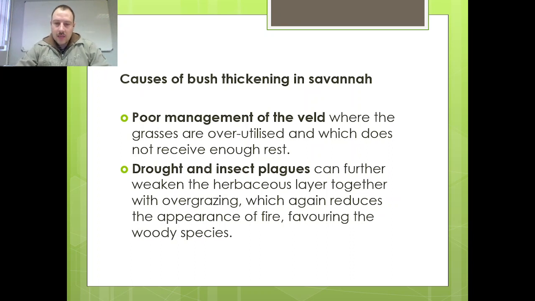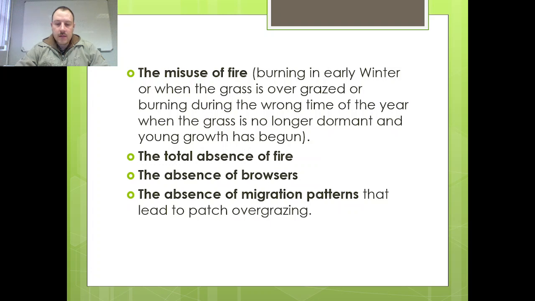So some more now on the slides. Poor veld management, where the grasses are overutilized and do not receive enough rest. Drought and insect plagues can further weaken the herbaceous layer, together with overgrazing, which again reduces the occurrence of fire, favoring the woody species. The herbaceous layer, obviously die kruidagtige laag in Afrikaans, teenoor die houtagtige laag.